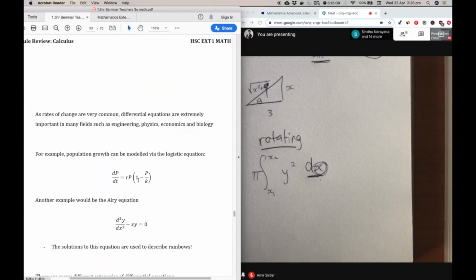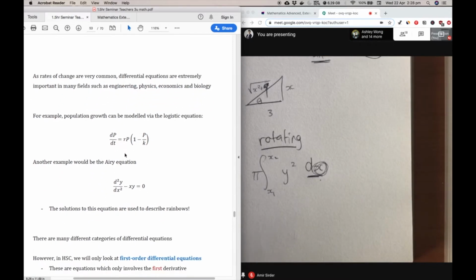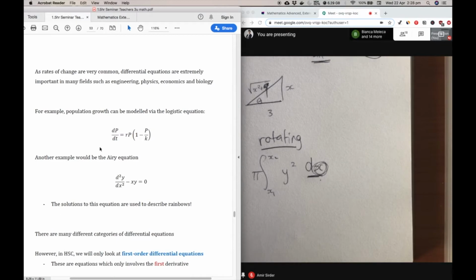As rates of change are very common, differential equations are extremely important in many fields of engineering, physics, economics, and biology. For example, population growth can be modeled by the logistic equation. So this is population growth. If you remember back to exponential growth and decay, in a lot of these scenarios, we actually have these differential equations that come up, especially in engineering.